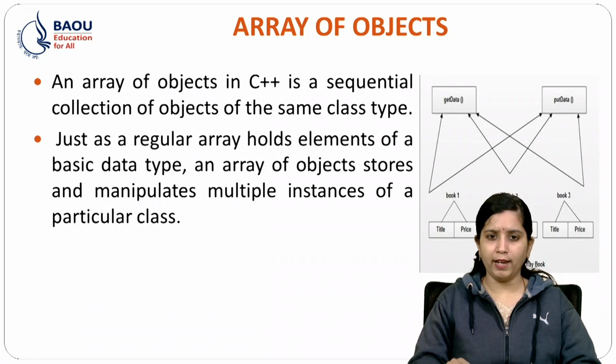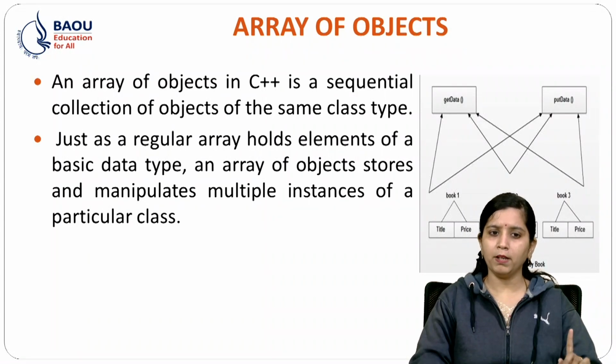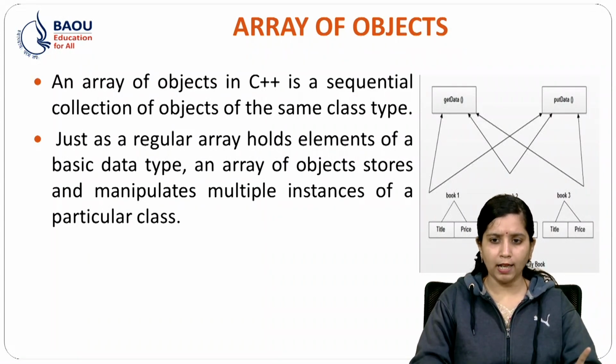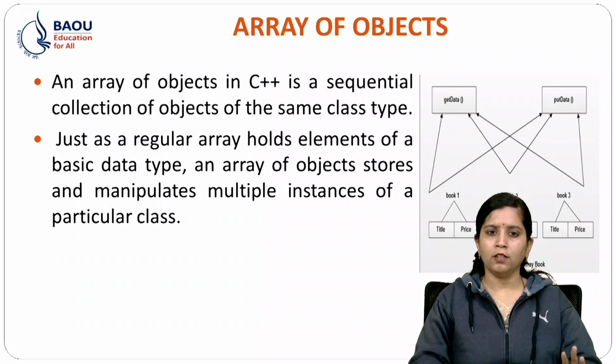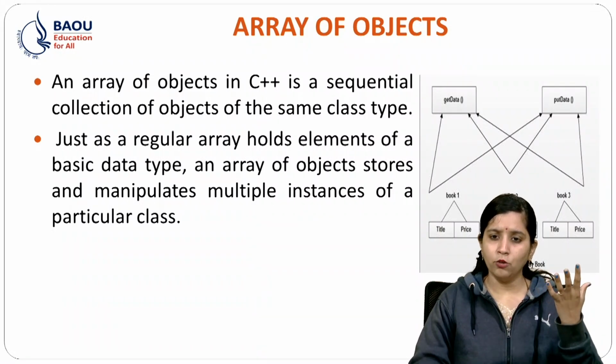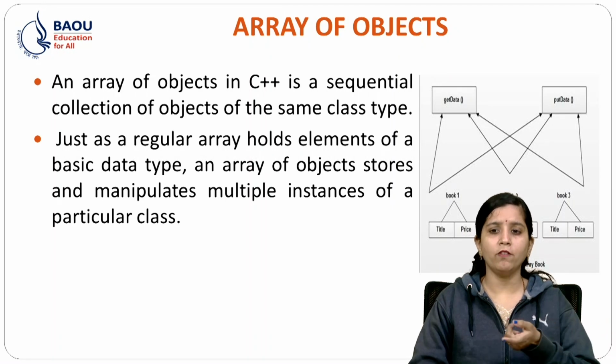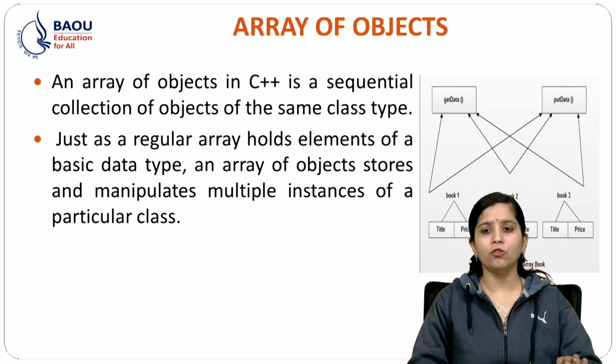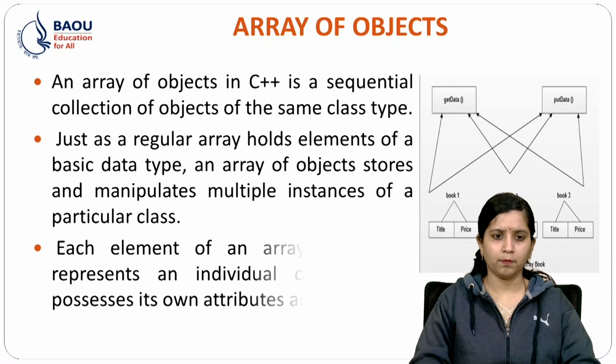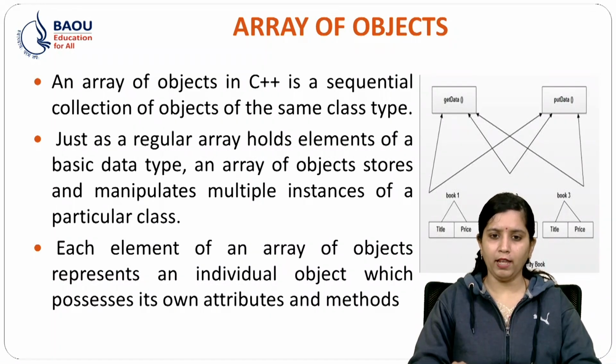Just as a regular array holds elements of a basic data type, an array of objects stores and manipulates multiple instances of a particular class. Like I said earlier, we have used arrays with primitive data types, and now we will use arrays with user defined data types. Each element of an array of objects represents an individual object which possesses its own attributes and methods.